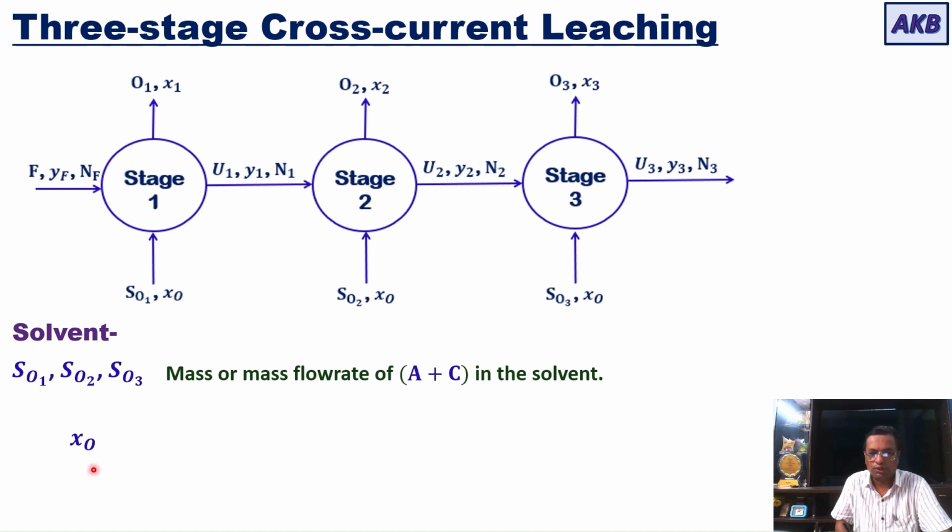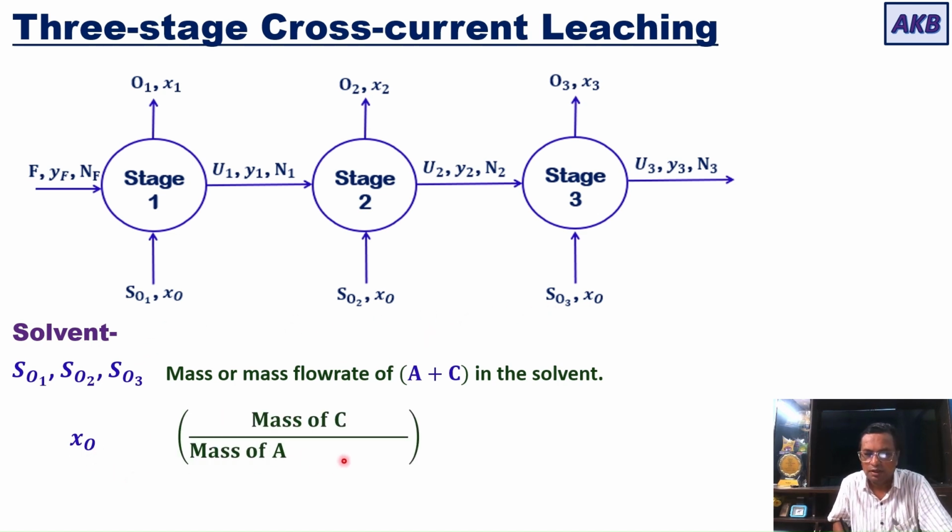Then you have X0. Even though you may have different quantities of solvent admitted in the 3 stages, its composition, its concentration is same. Same solvent is admitted to 3 stages. It may be admitted in equal quantities or it may be admitted in different quantities. So that's why X0 will be same for all the 3 stages. So X0 in this case is mass of C divided by mass of A plus mass of C in the solvent. That is weight fraction of C on a C-free basis.